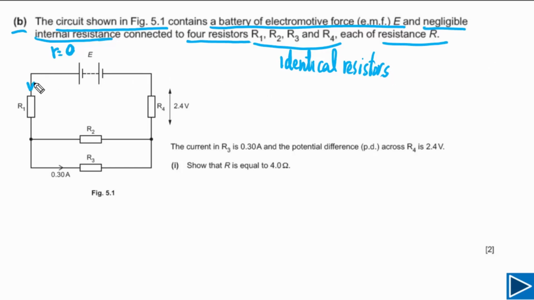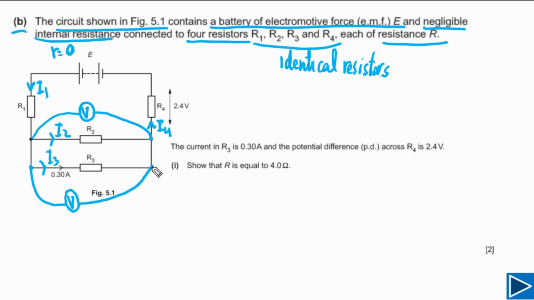Now let's say current I1 is coming from the battery and this current will pass through this resistor. And let's say current I2 is passing through the second resistor, and current I3 is passing through this resistor. And current I4 is passing through resistor 4. We can simply say this is I4. And this is the current entering the battery as well. Now let's connect voltmeter across this second resistor. So we can connect our voltmeter here between these 2 points. We can also connect another voltmeter across this resistor. Let's say this is another voltmeter and this is connected between these 2 points.